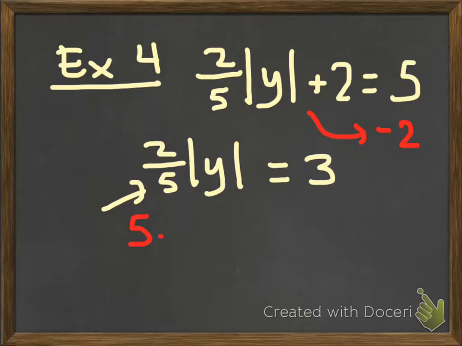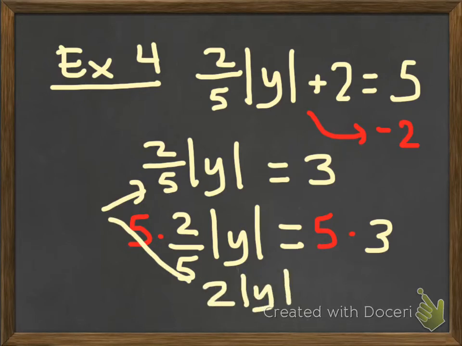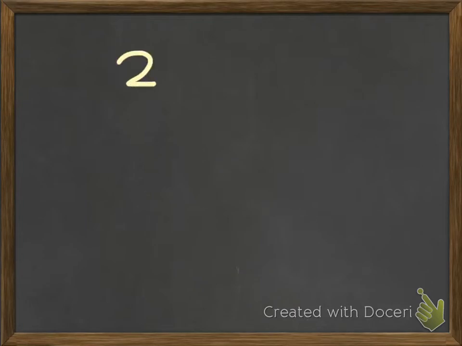5 times 2/5 the absolute value of y equals 5 times 3. Okay, so 5 and 5 will cross cancel, and you get left with 2 absolute value of y equals 5 times 3 is 15. So 2 absolute value of y equals 15.